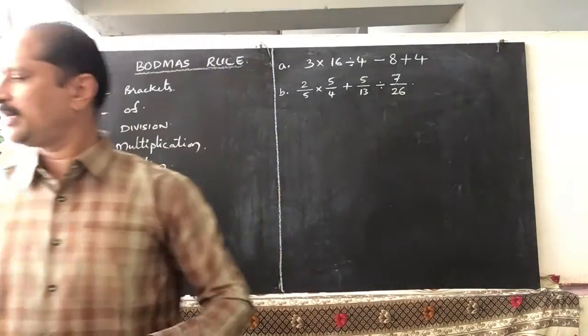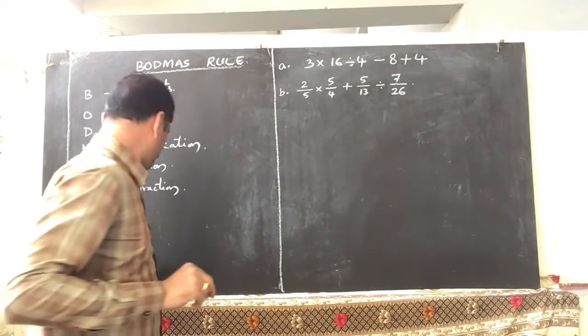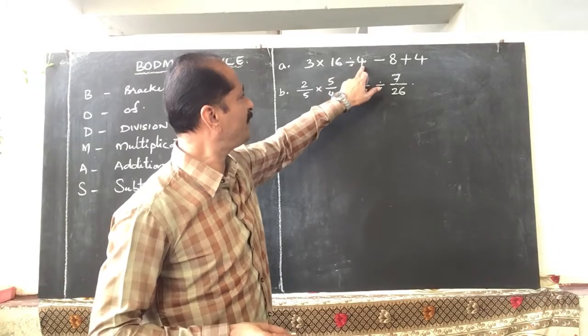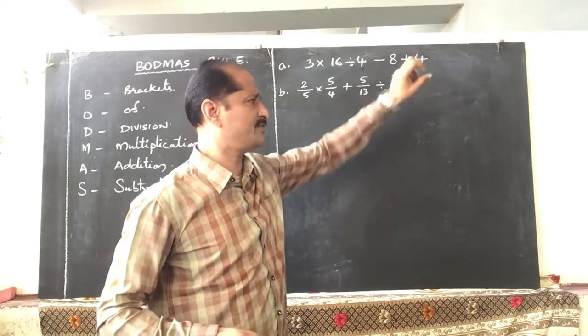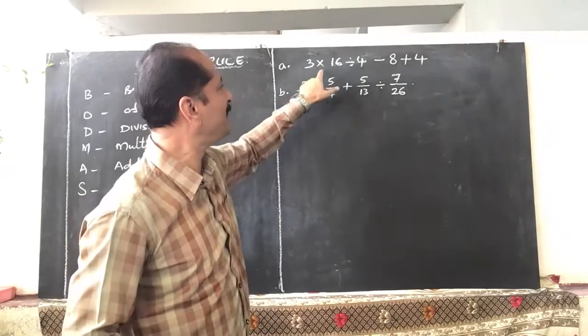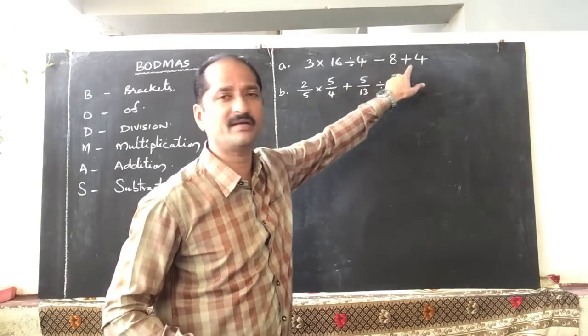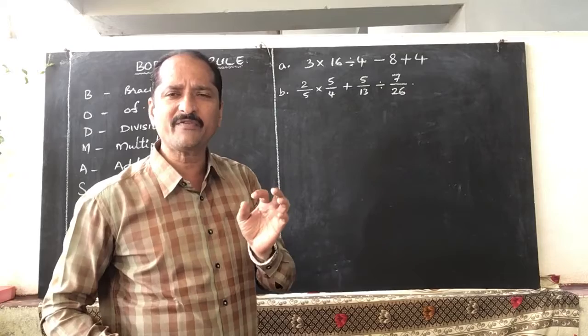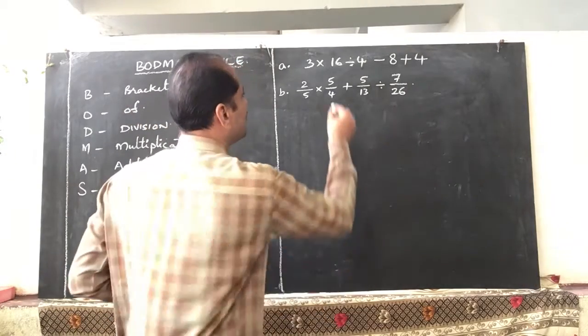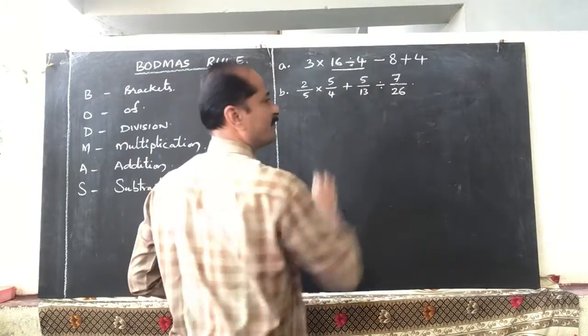Let us see. Now the first one is given here: 3 into 16 divided by 4 minus 8 plus 4. Here we have all the four fundamental operations: multiplication, division, subtraction and addition. So first you have to perform DMAS. D stands for division. So what is division here? 16 divided by 4.